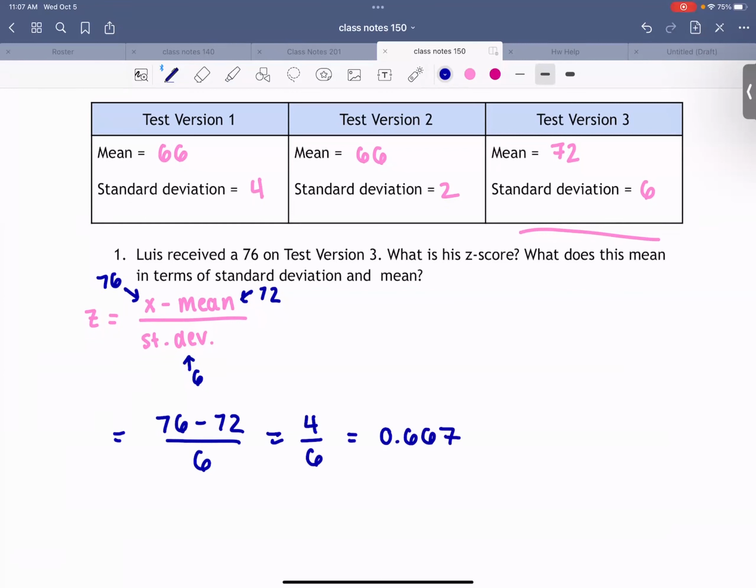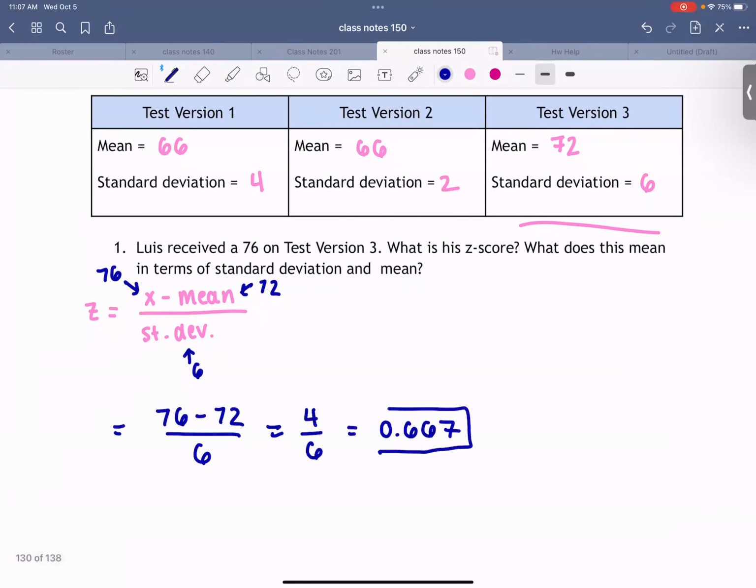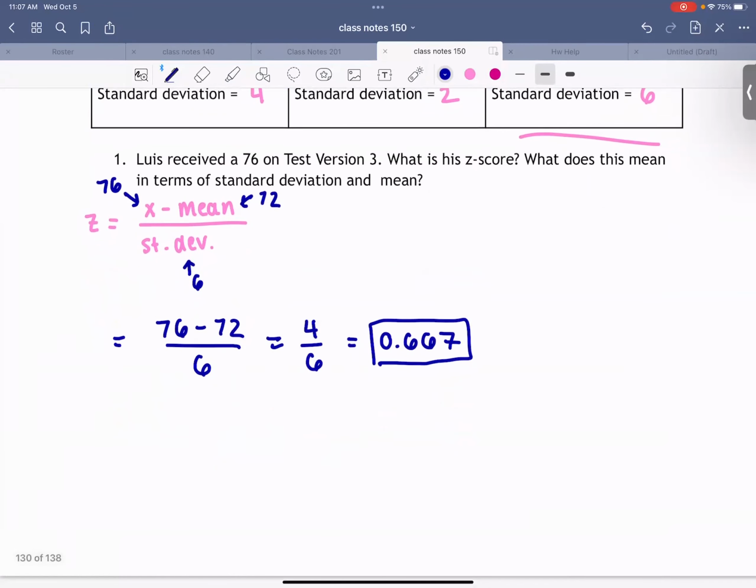Okay. Let's talk about what that actually means. So we got a z-score to be 0.667. The z-score represents standard deviations away from the mean, okay? Now my z-score is positive. So what does that mean?